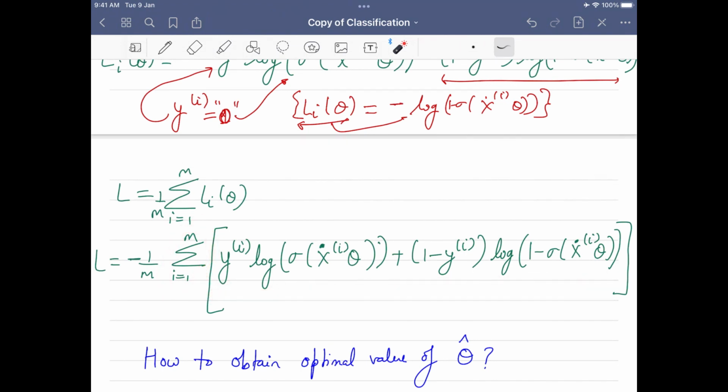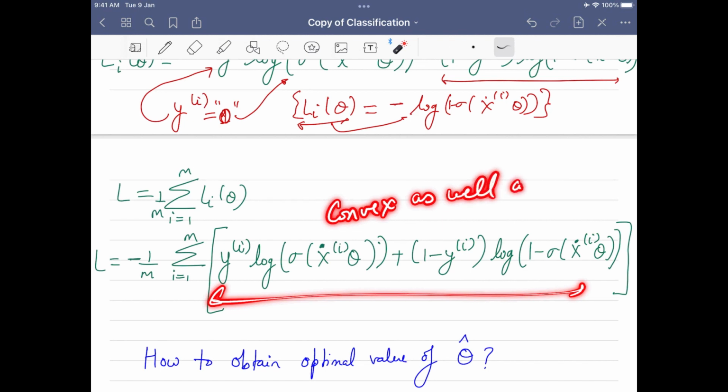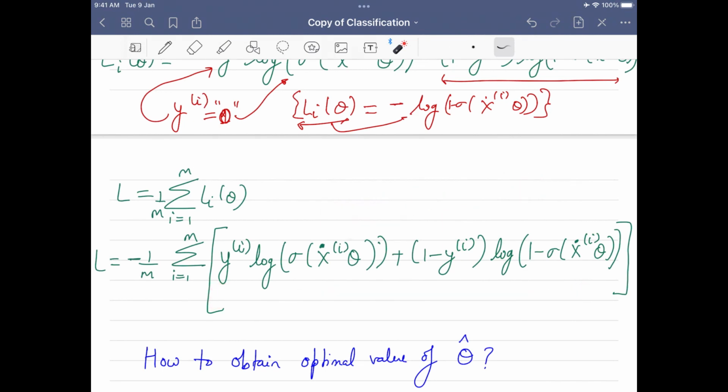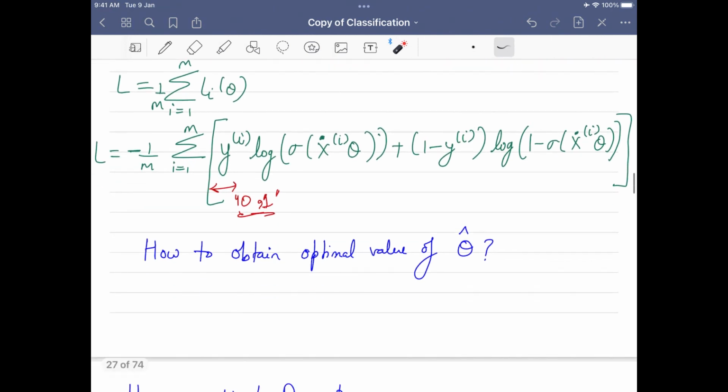So this is the combined loss function, and this is actually convex, as well as it caters to the value of y_i being 0 or 1. It will not take any other value in between 0 and 1. It is defined only for the labels which are either 0 or 1. So now once we have defined this new loss function for the classification setting, how to obtain the optimal values of theta? It's very easy.